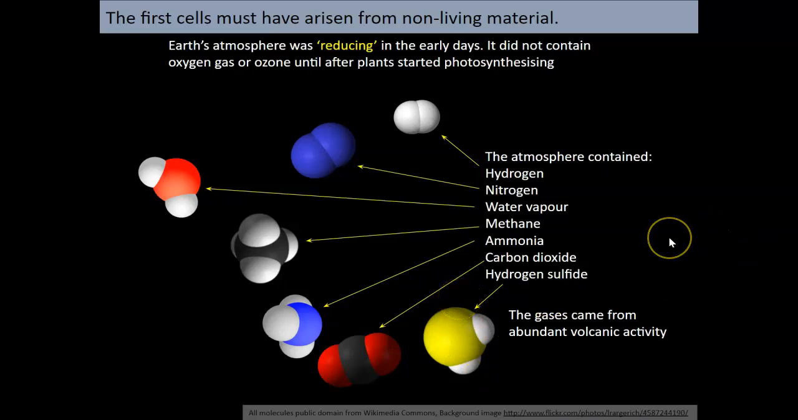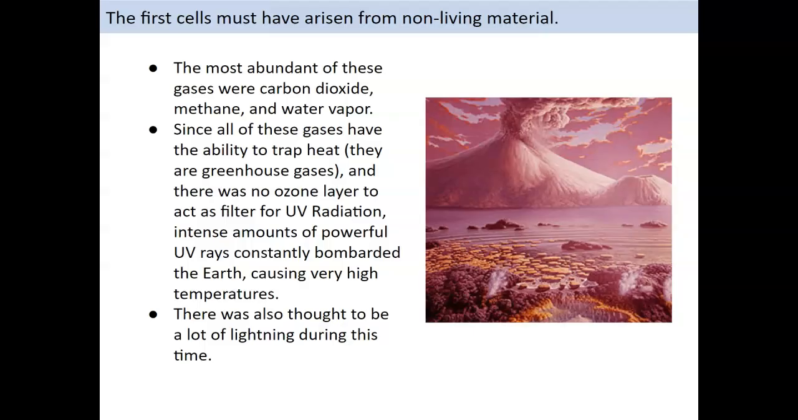These gases likely came from a lot of volcanic activity that is thought to have happened in Earth's early days. Of all of those gases, the most abundant gases were CO2, methane, and water vapor. All of these gases are considered to be greenhouse gases, which means they have the ability to trap heat and keep heat overall on Earth.